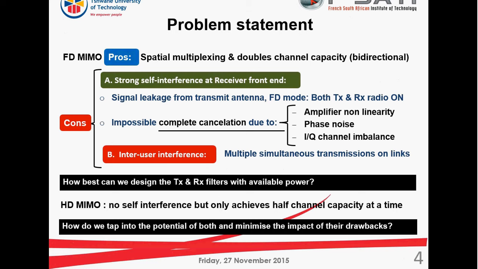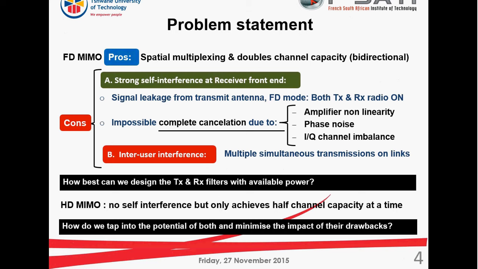The second impairment associated with full duplex MIMO is the inter-user interference. This is due to the fact that a node transmitting on a link I can interfere with another node transmitting on a link J, because we are talking about multiple links. The question here is, how best can we design the transmit and the receive filters with the available power?